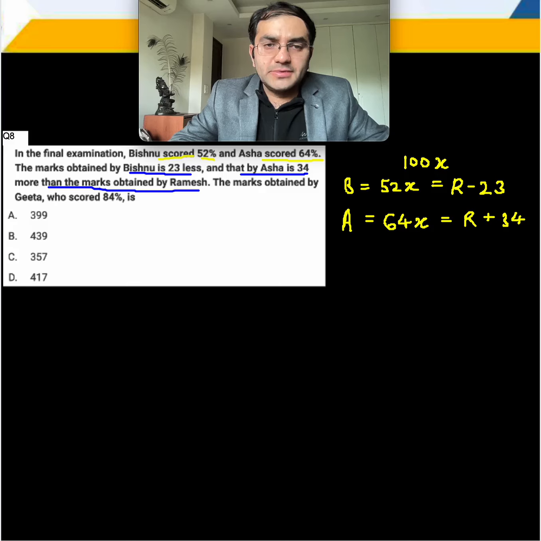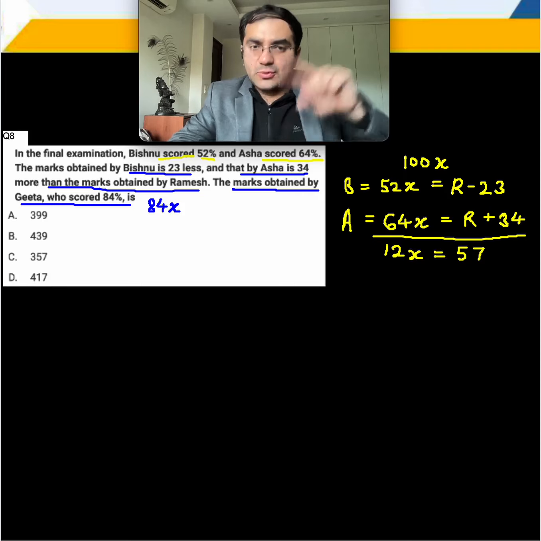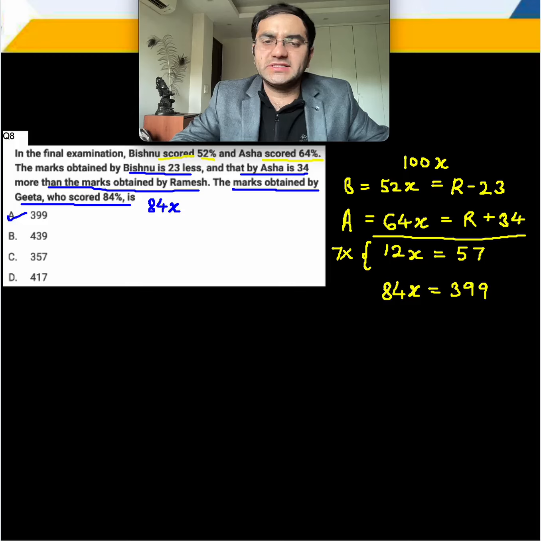Then marks obtained by Geeta, who scored 84% or 84x. I want the value of 84x by solving two equations, two variables. Let's subtract both of these equations. You get 12x is 34 plus 23, which is 57. From 12x to 84x, multiply by 7. Multiply by 7, 84x is 399. A part is the right answer for this question.